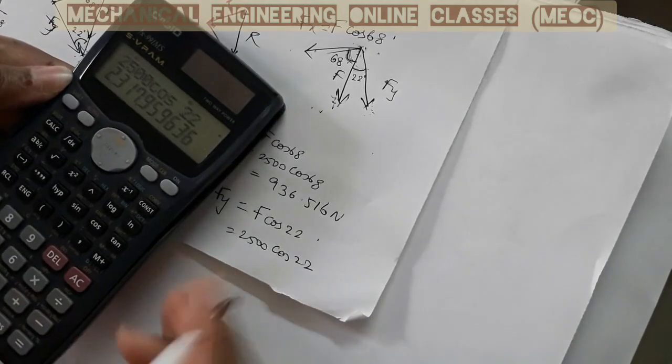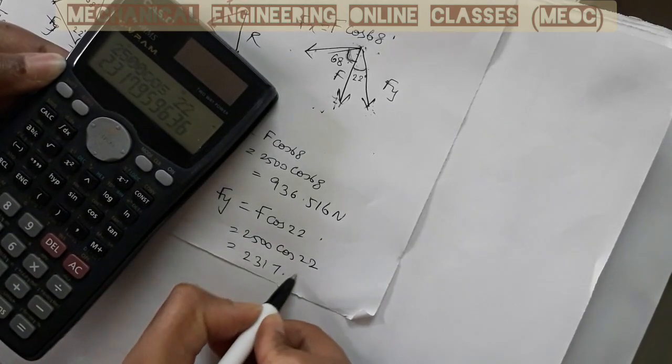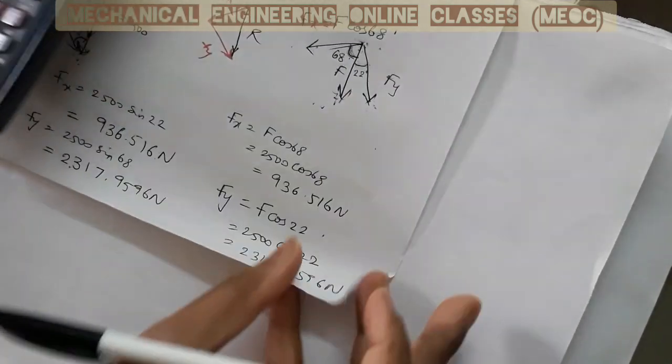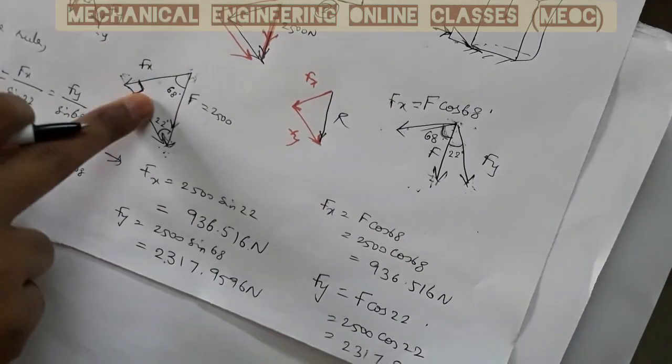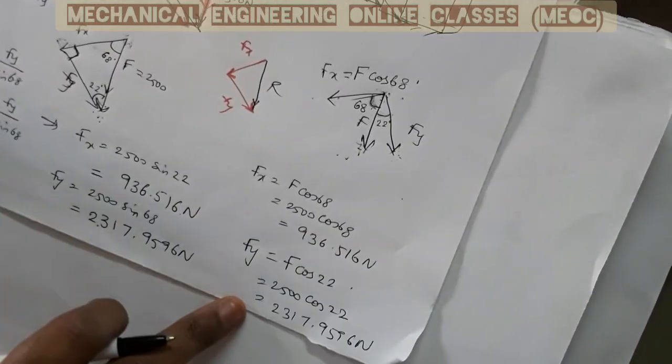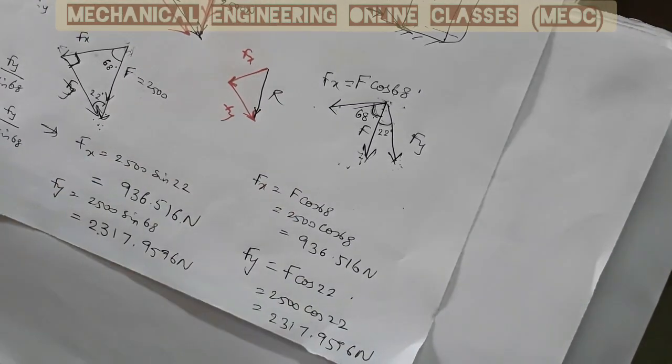We are getting 2317.9596, which we previously got from the fourth polygon also. We got the same answer. From this also we got the same answer.